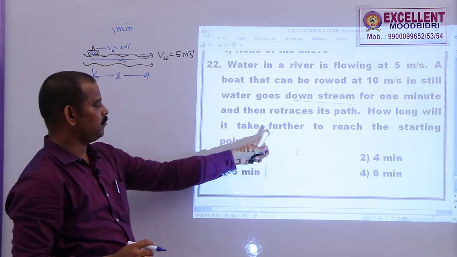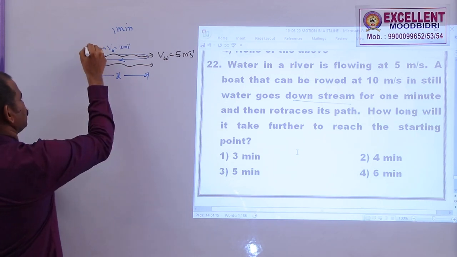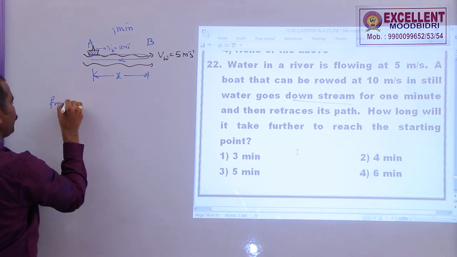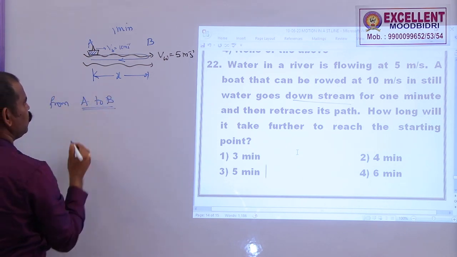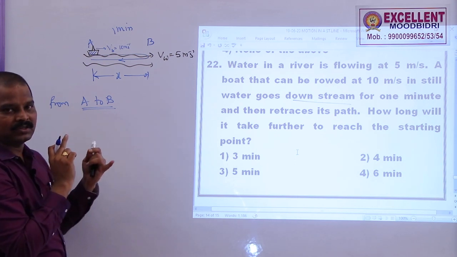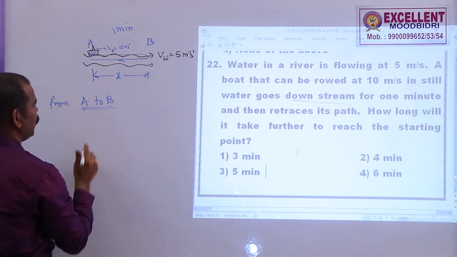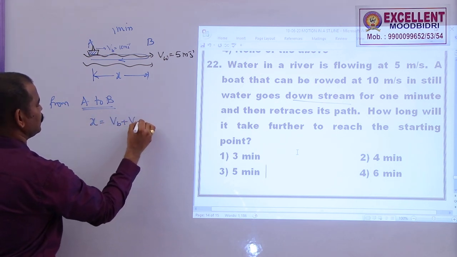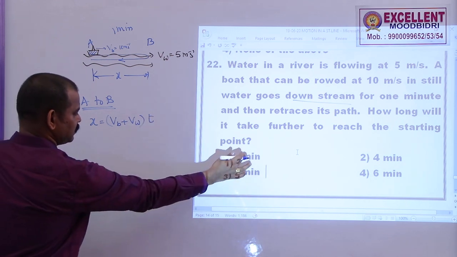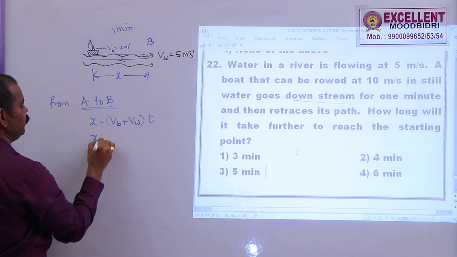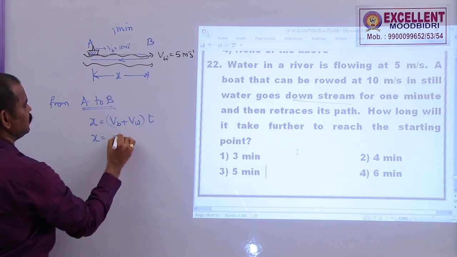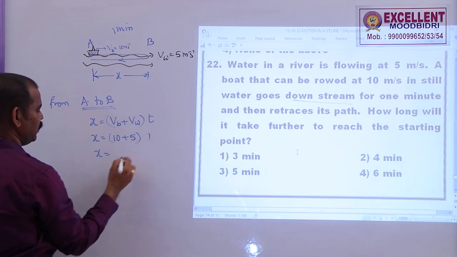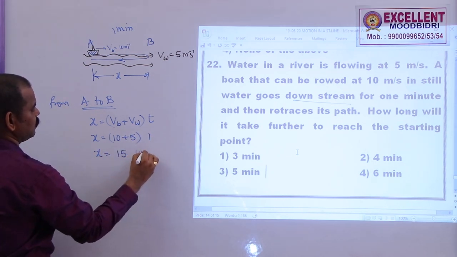Now, how long will it take further to reach the starting point? Let us say the starting point is A, this point is B. So, for A to B, we need to consider velocity of boat plus velocity of the water. So, displacement x is equal to velocity of boat plus velocity of water into time. Here times are given in minutes only. So, x is equal to, we do not know, but we know these two velocities, that is 10 plus 5 into t. Here t is given as 1 minute. So, this is 15 units.